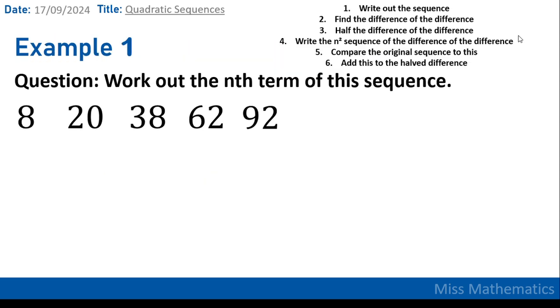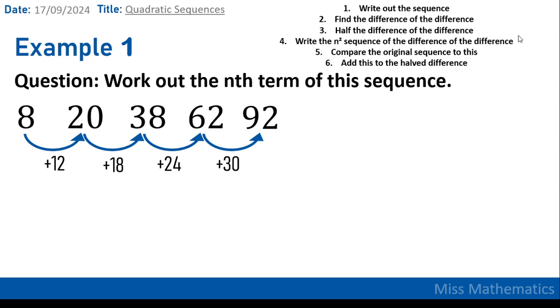So let's begin on how to find the nth term of a quadratic sequence. I've written the method up at the top because there's quite a lot of steps for you to remember. So we have 8, 20, 38, 62 and 92. First we've written out the sequence, now we need to find the difference. So we're going up by 12, 18, 24, 30. The difference of the difference here is plus 6.